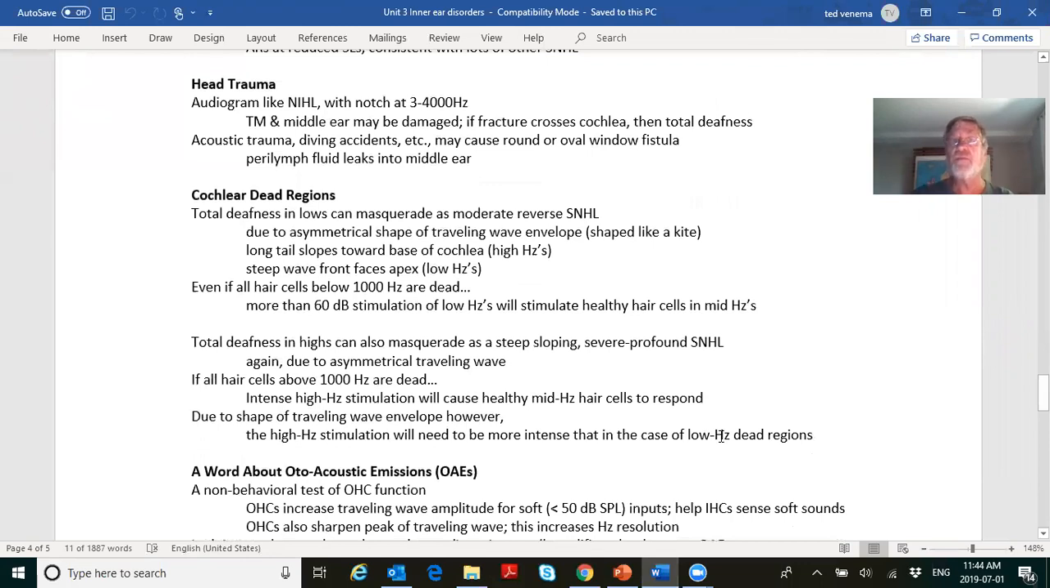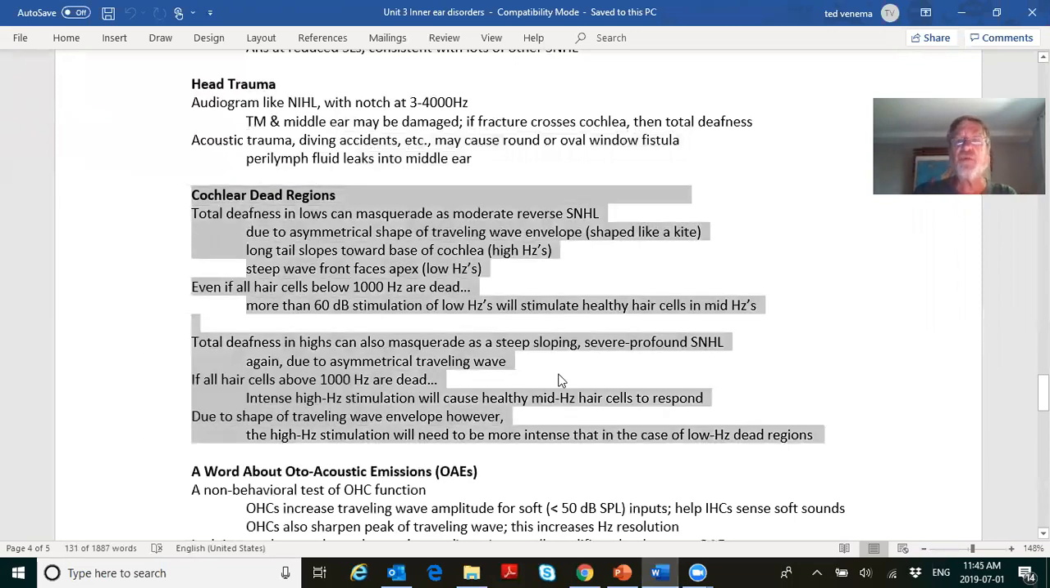Head trauma can cause hearing loss. Tympanic membrane or middle ear may be damaged as well. If the fracture crosses the cochlea, however, the fluids of the cochlea will leak out and you're totally deaf in that ear. Acoustic trauma, diving accidents may cause round or oval window fistula, a hole in the round or oval window. Out goes the fluid, down goes the ear. Permanent, gone. Perilymph fluid might leak into the middle ear. You'll likely lose your hearing in that ear. Head trauma.